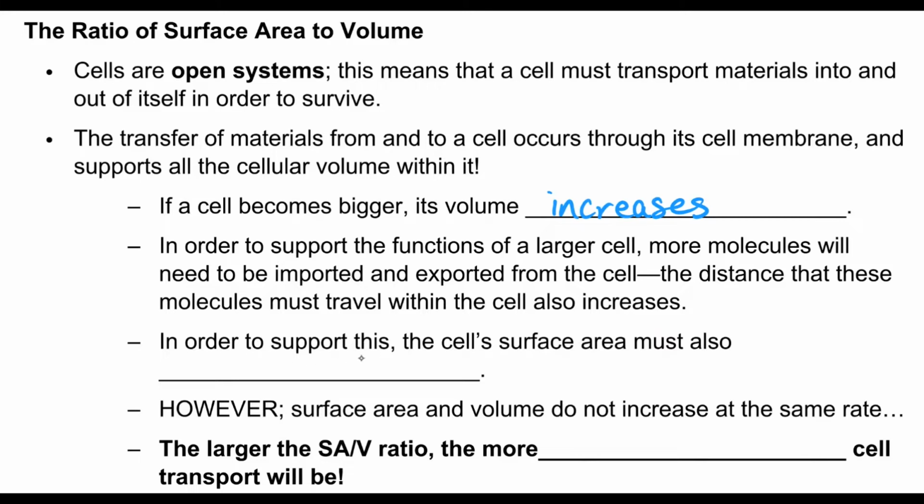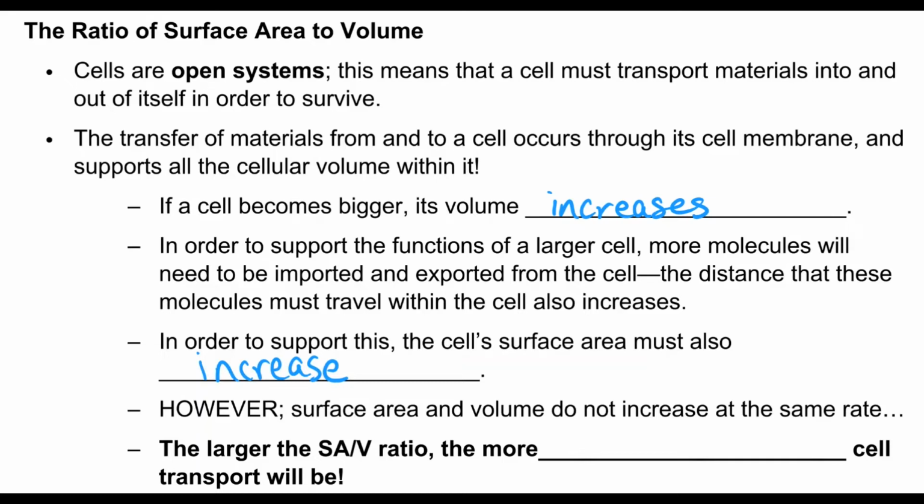In order to support this, the cell's surface area must also increase. And I hope that makes sense. As the cell gets bigger, it's going to need more surface area because the greater the surface area, the more contact there is so that it can import or export material. However, surface area and volume do not increase at the same rate. What that means is, when a cell gets bigger, one of these two things will get bigger faster. And that's what we're going to try and figure out.